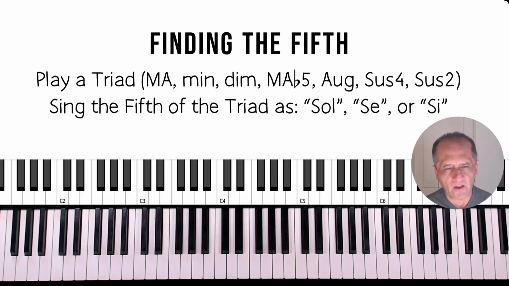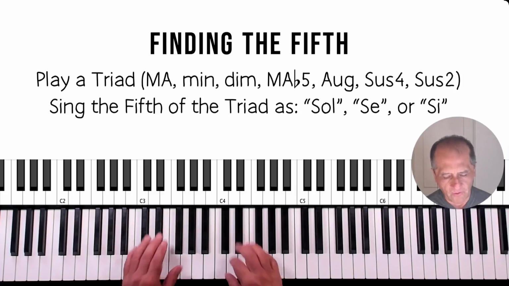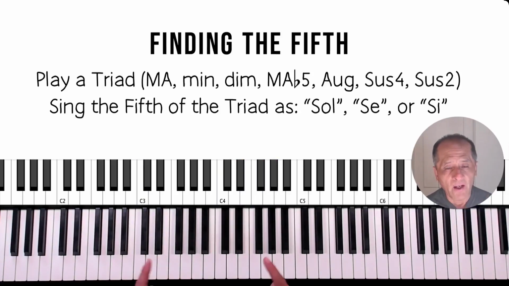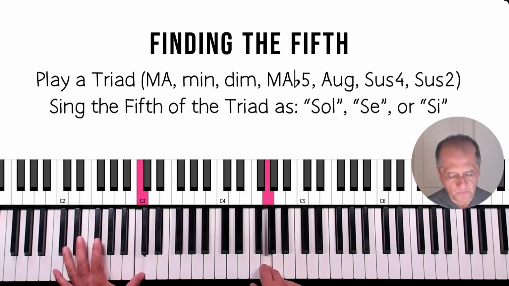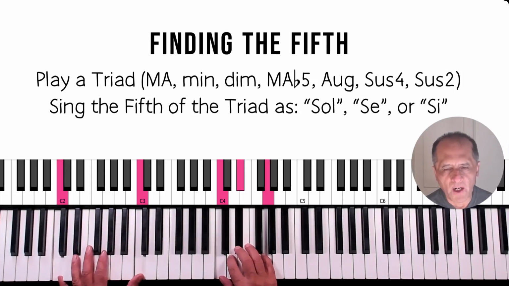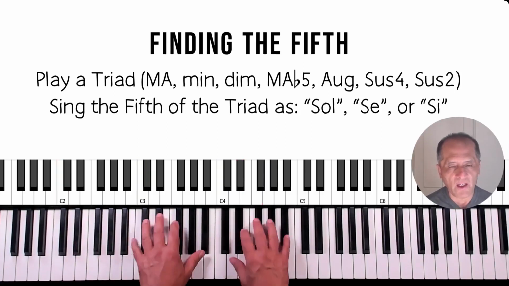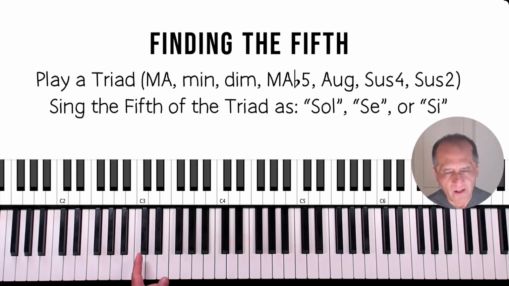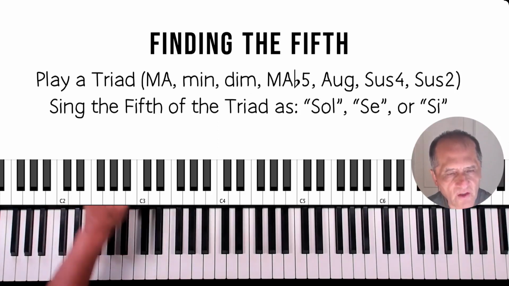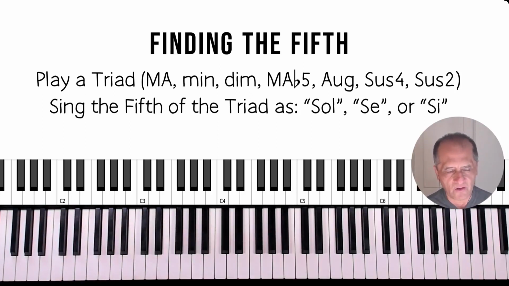Let's just work on finding the fifth of the chord. We have a major triad, minor, diminished, major flat 5, augmented, sus4, and sus2. Now, we're going to start with sol, for major, sus4, sus2, and minor. Part of the technique that we're going to be using is, number 1, movable do. Number 2, we're going to be changing the key centers all the time.